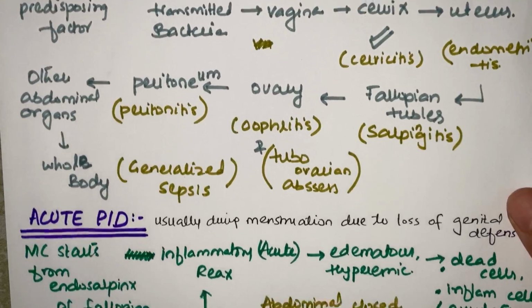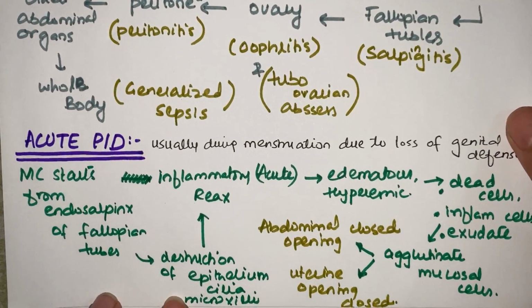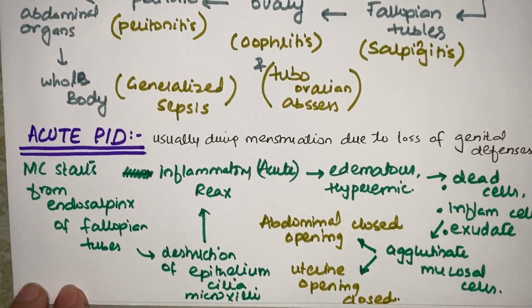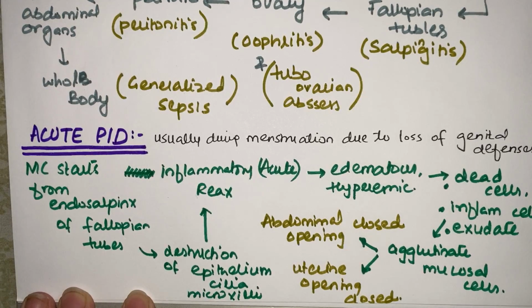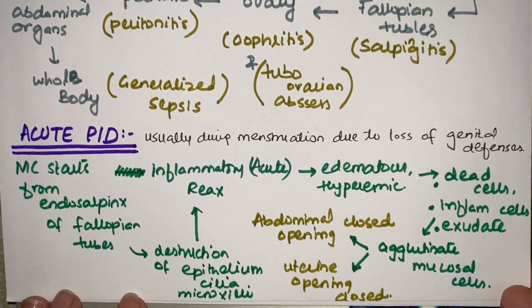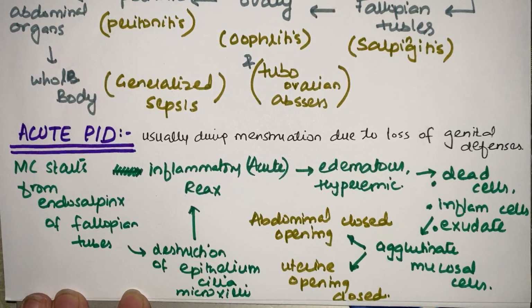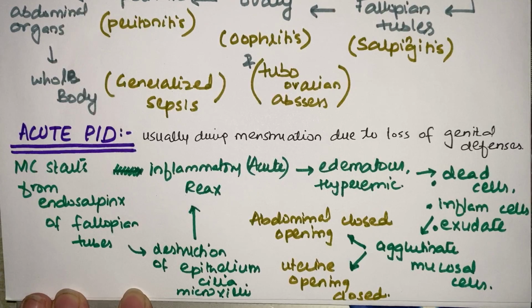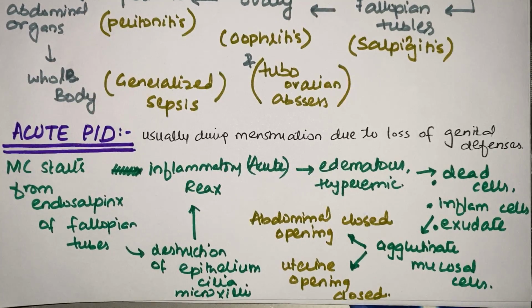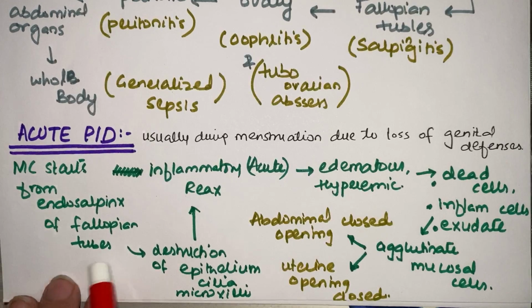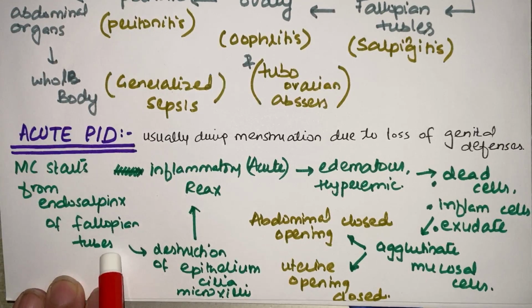Now, if there is an acute pelvic inflammatory disease, it first of all starts most commonly during menstruation. Why? Because at that point the genital defenses are lost. Of course, we've discussed before, the mucosal lining is not present at that time. So the most common site is the endosalpinx of the fallopian tube. Now what is this? It is the mucosal lining of the fallopian tubes.